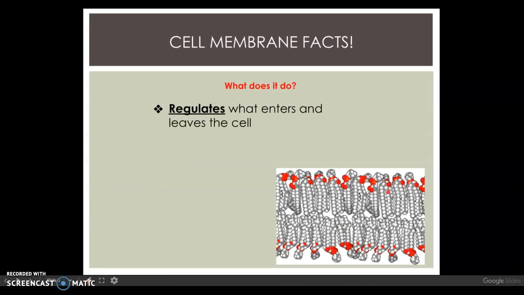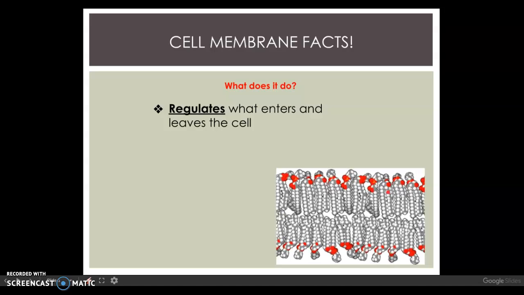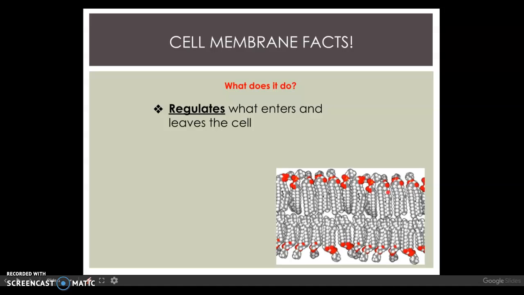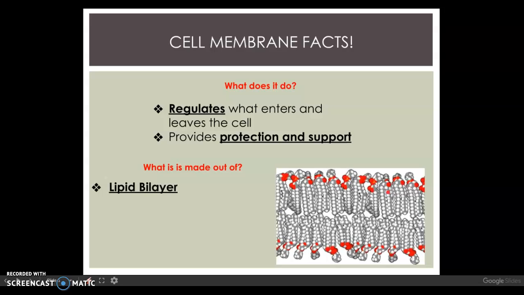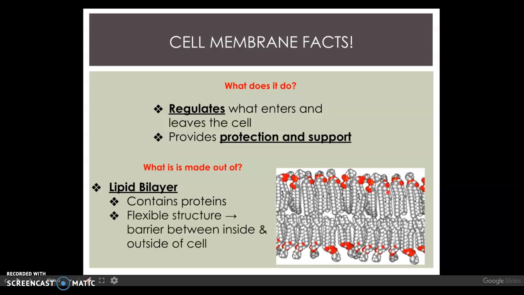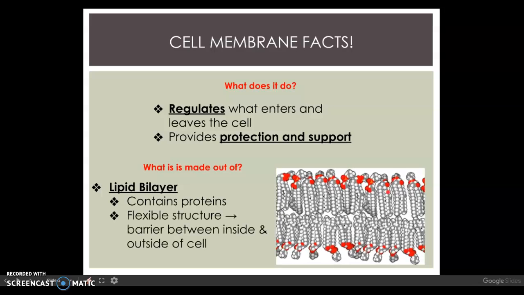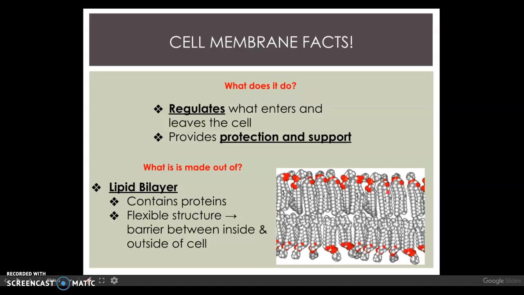The function of a cell membrane is to regulate what enters and leaves the cells. It lets good things in, gets rid of waste. It also provides protection and support. It allows things to stay inside of the membrane that need to stay in, and allows waste to leave. Again, it is made up of a lipid bilayer, 2 layers of lipids that contains proteins, and it's also what we call a flexible structure, and it's a barrier between the inside and the outside of the cell.